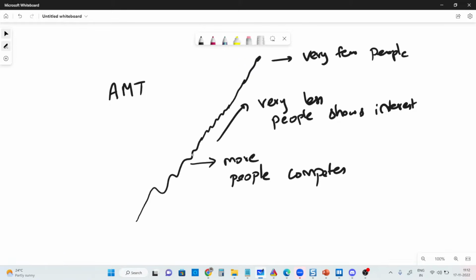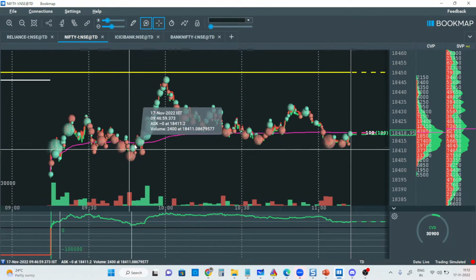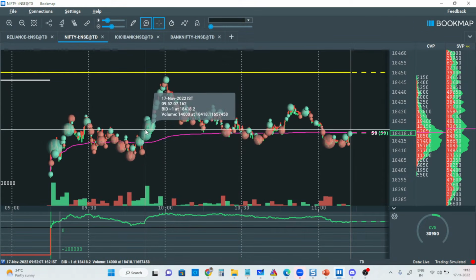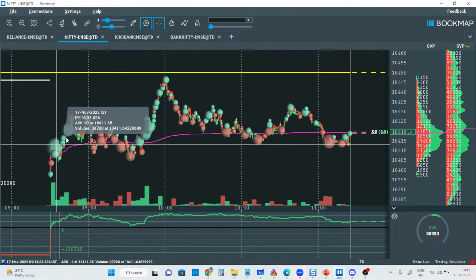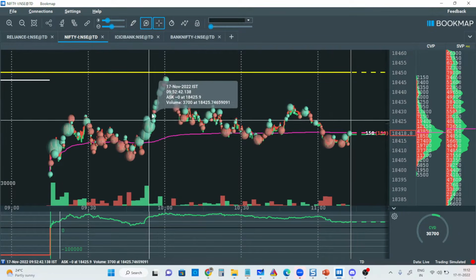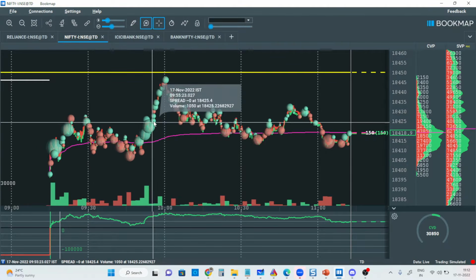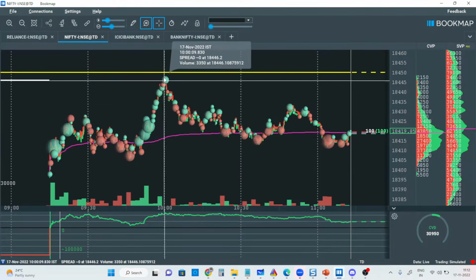The classical example is what I showed you in the Bookmap, the tool I showed you over here. Initially in this uptrend, a lot of people are showing interest. At the start of the day, a lot of people showed interest on the buying side, and as the market goes sideways, a new auction starts up. Here also initially they showed interest, but as the prices keep going higher and higher, only very few people are competing.